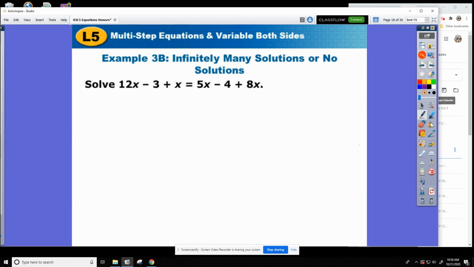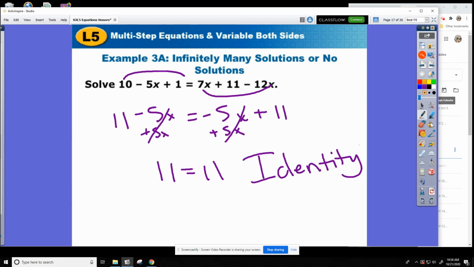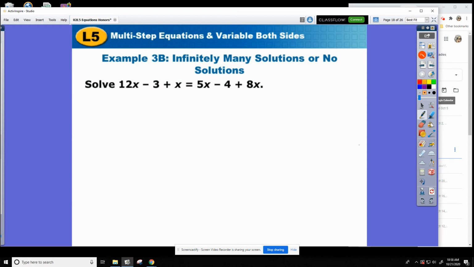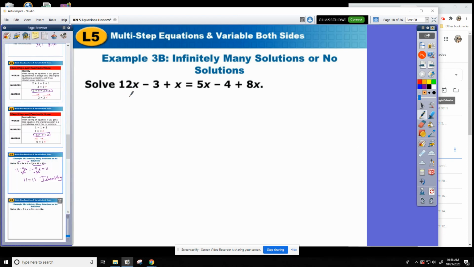Identity means any number I put in for x, it's going to work out. It's going to be true, no matter what number. So there's an infinite amount of numbers I could put in. It's always going to be true. A contradiction means it's never going to be true. So this one probably is a contradiction.